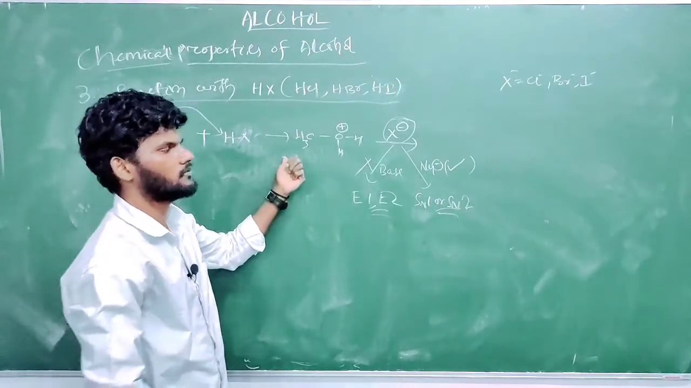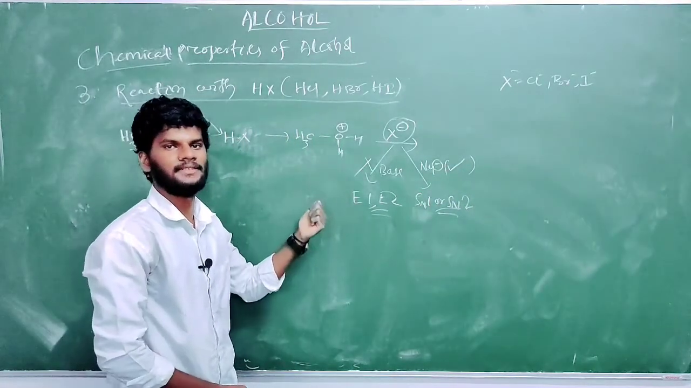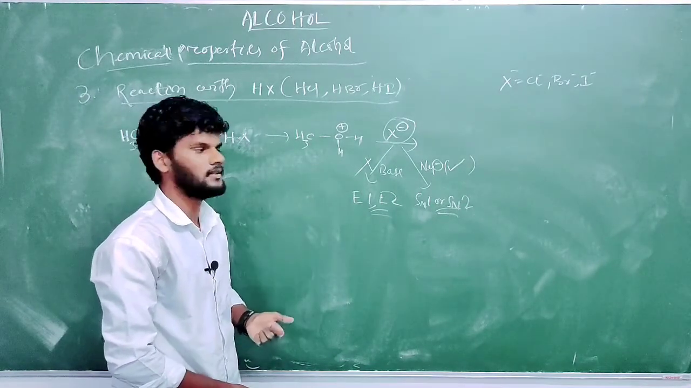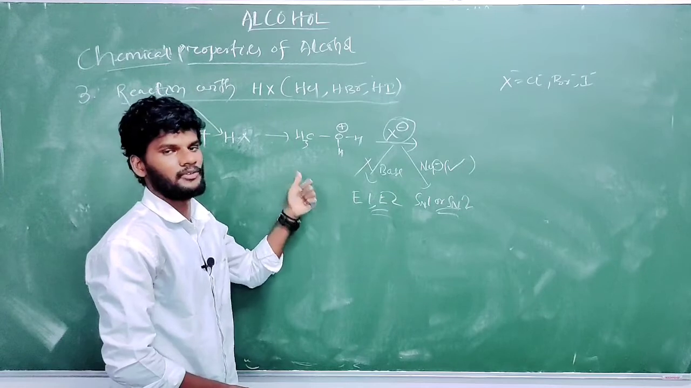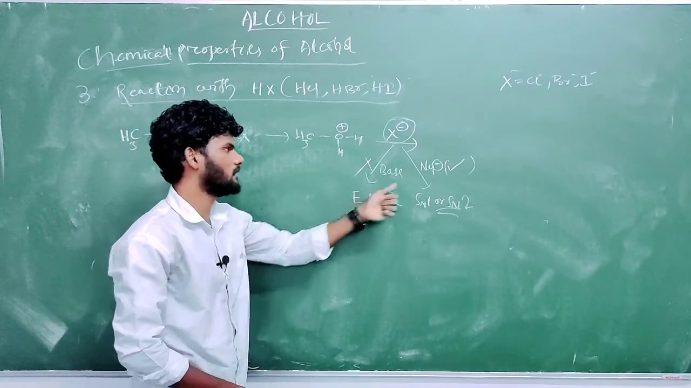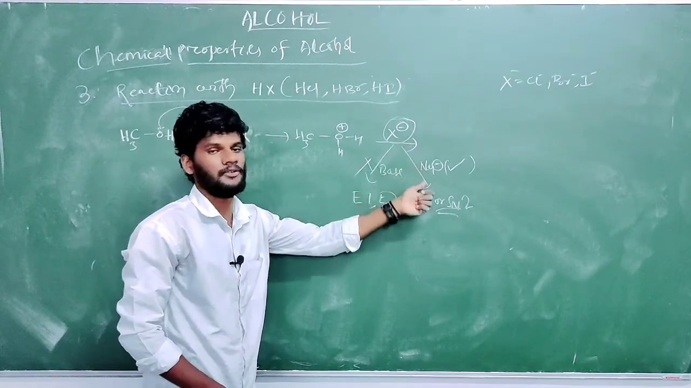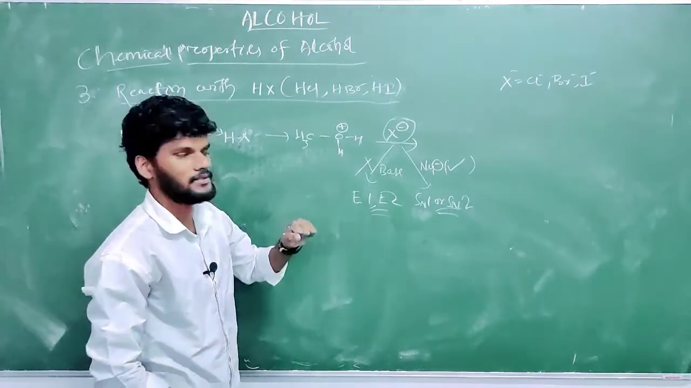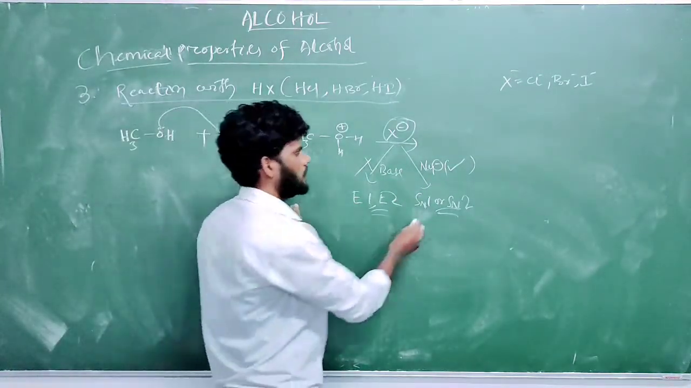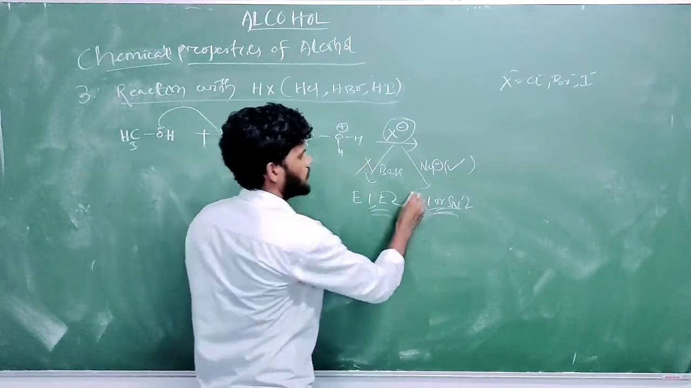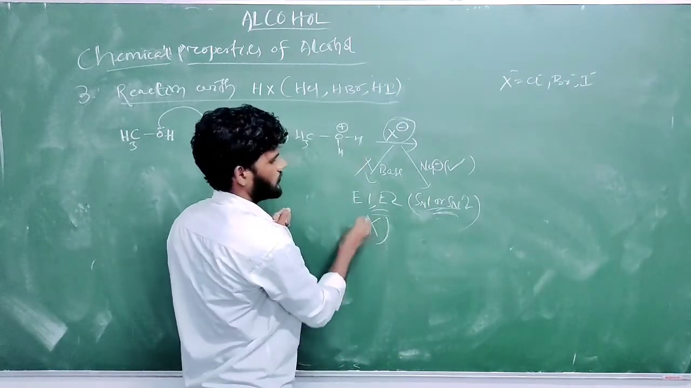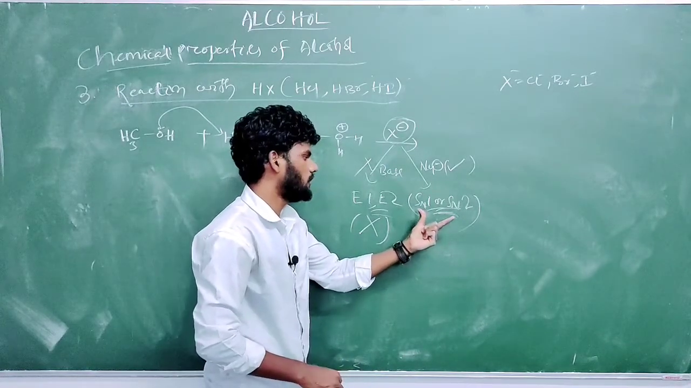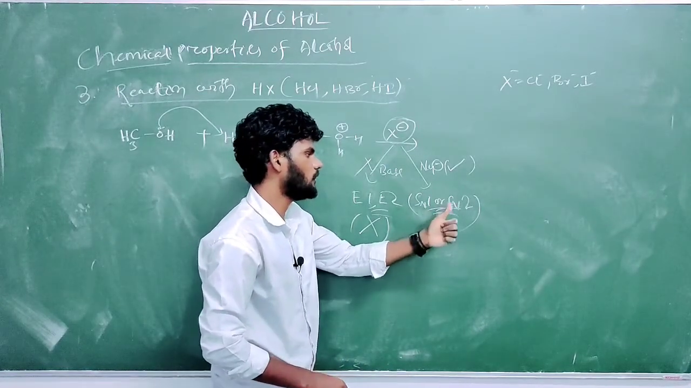Like previously we studied HSO4 minus from the acid H2SO4, that was a conjugate base, so it behaved like a base. But in this case the negative halogen part is behaving as a nucleophile. So substitution it will go, not elimination. Now coming to substitution, it can go through either SN1 or SN2.